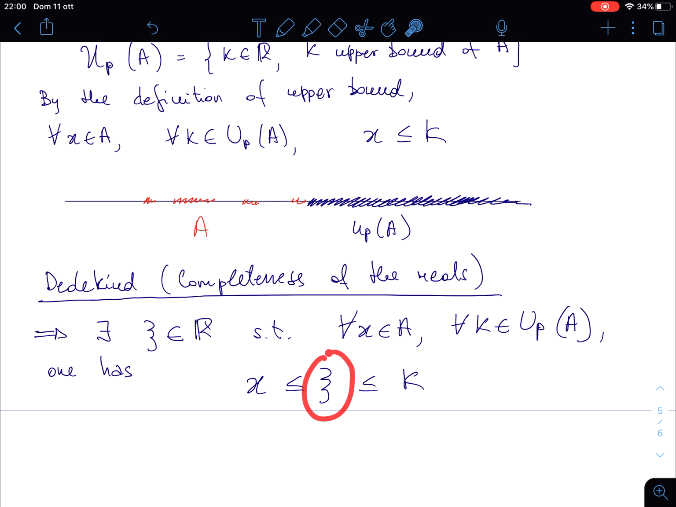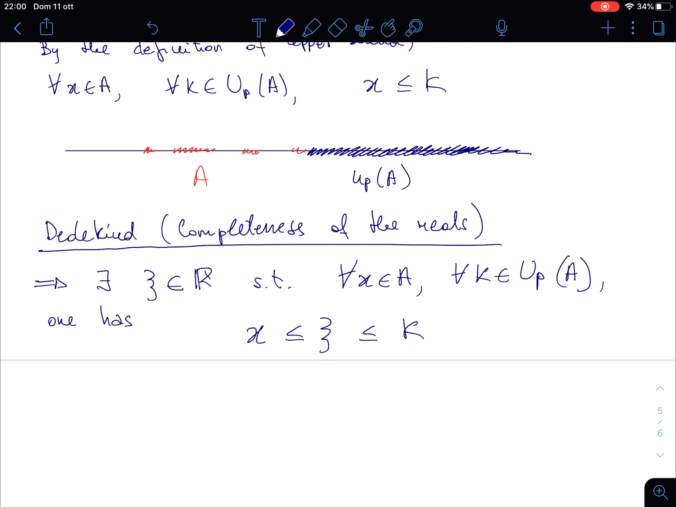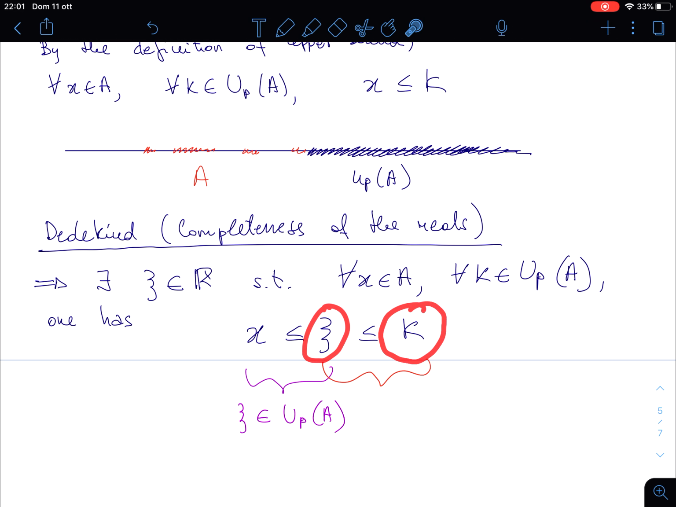Now, this psi here exists. Notice that since this part of the double inequality holds, x less or equal psi, we have that psi is an upper bound of A. So we have that psi belongs to the upper bounds of A. Moreover, because of this part, we have that psi is not larger than any upper bound of A. And since it is an upper bound of A, we have that psi is the minimum of the set of the upper bounds of A.